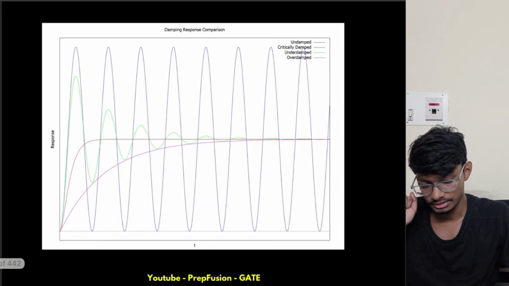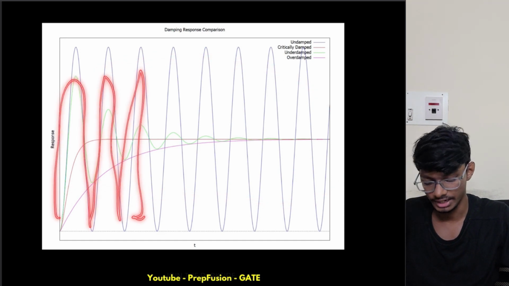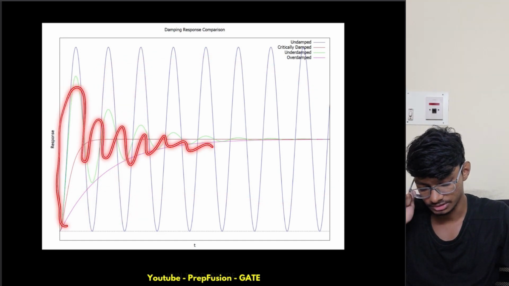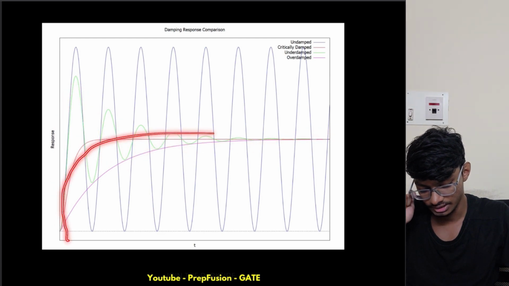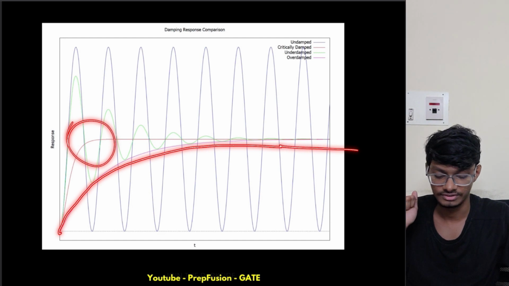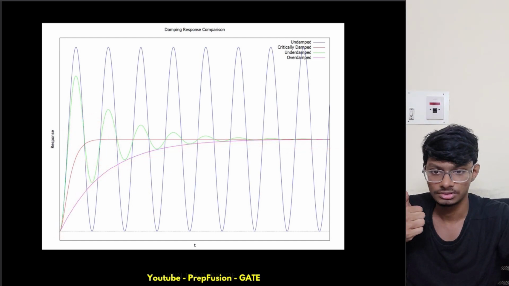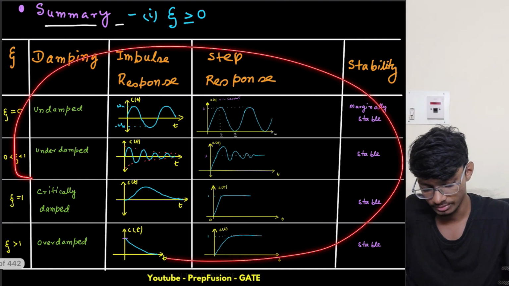Okay, and this was for the other cases. So this was oscillating always, for undamped. Now here the oscillations are dying down. Okay, now this is critically damped, reaching fast and there are no oscillations, and this is overdamped, right, reaching very slow. Okay, and there are no oscillations. So these were a few responses. Okay, I hope you recall, and this was the table basically.